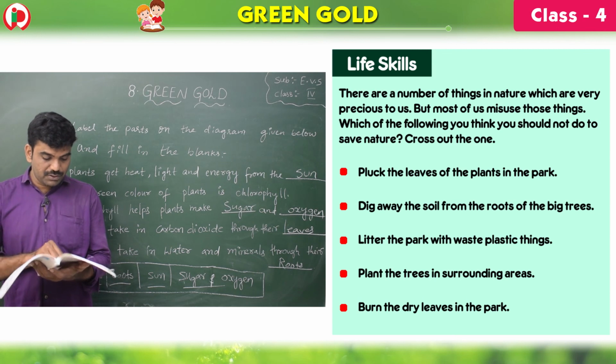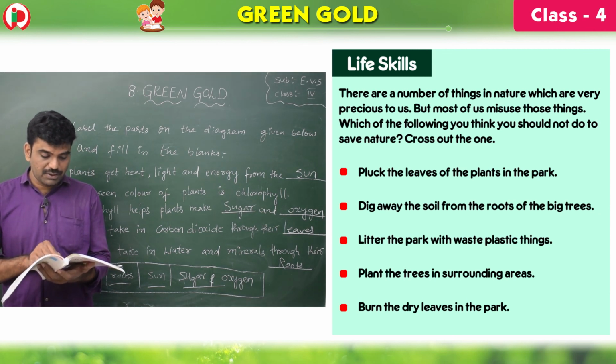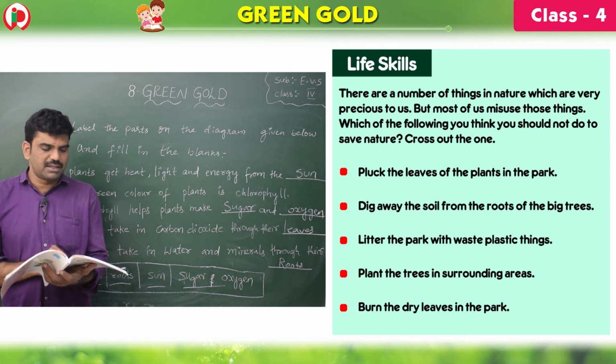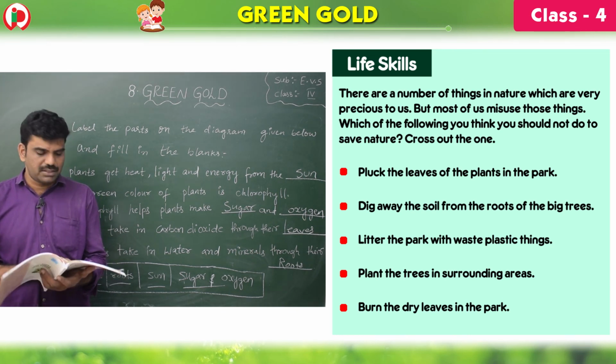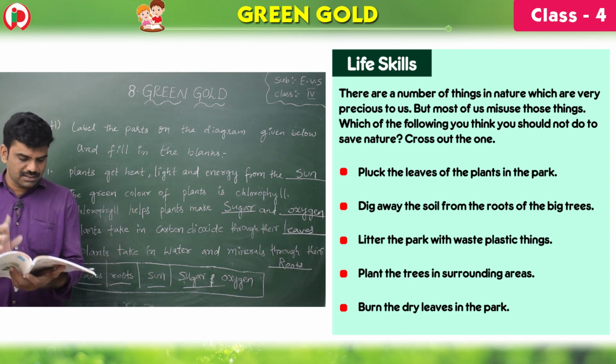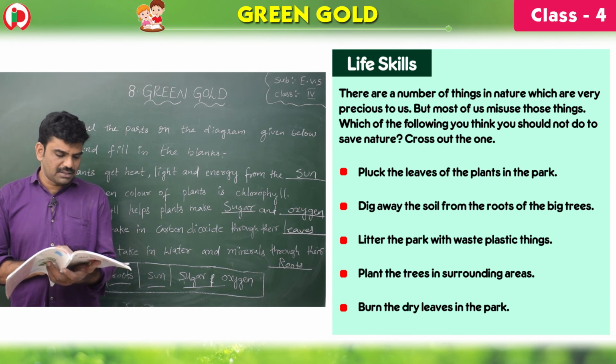So which of the following you think you should not do to save the nature? So we should not do plucking the leaves. We should not dig away the soil. So you have to cross all these things. Why? Because we should not do all these things to save the nature. We should plant the trees. That is the right mark. The remaining things are wrong mark.